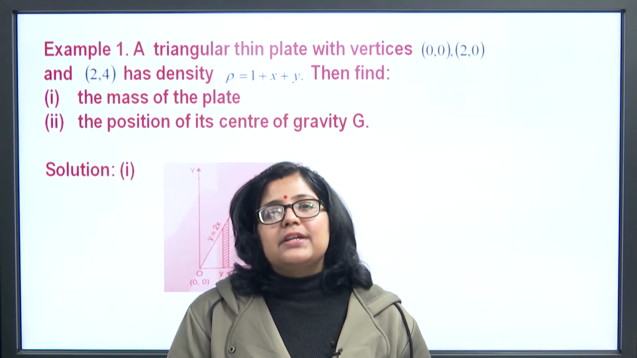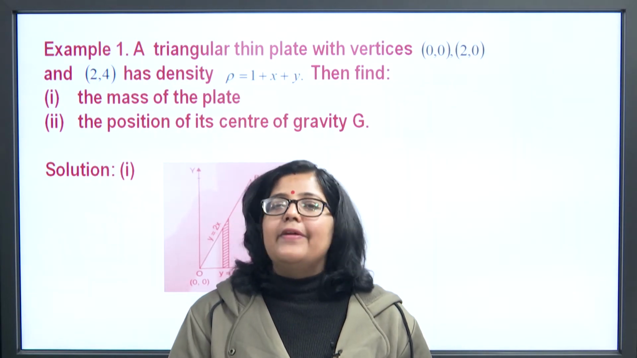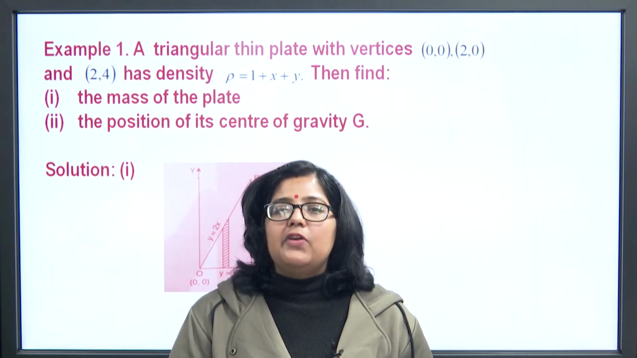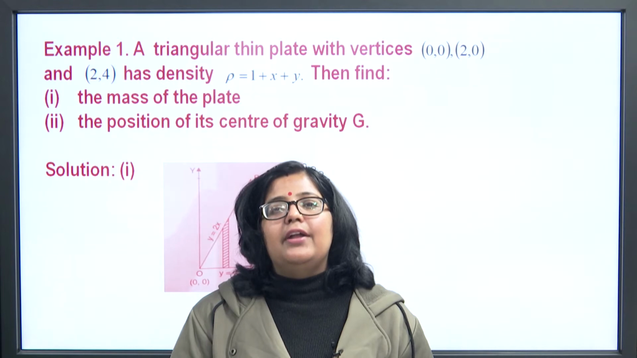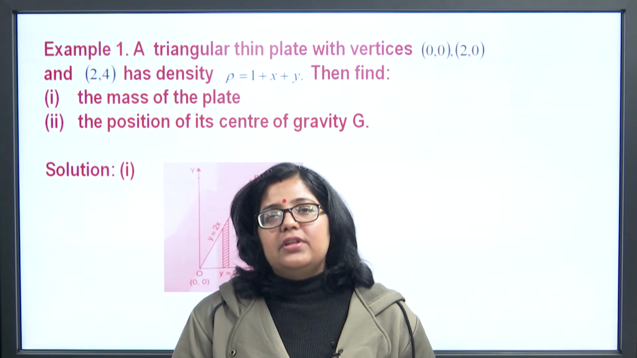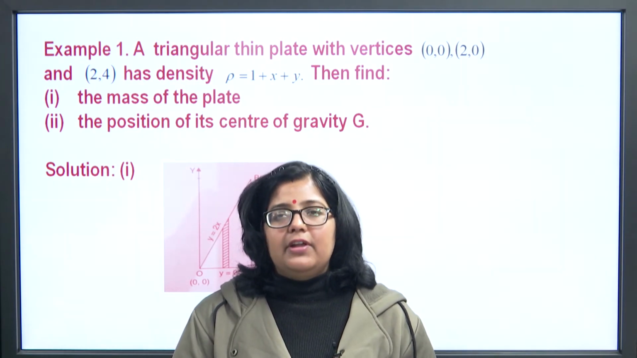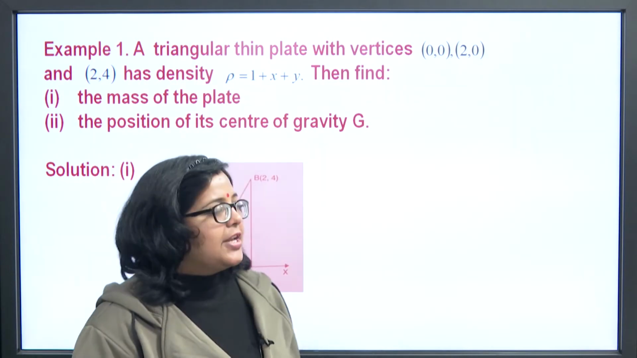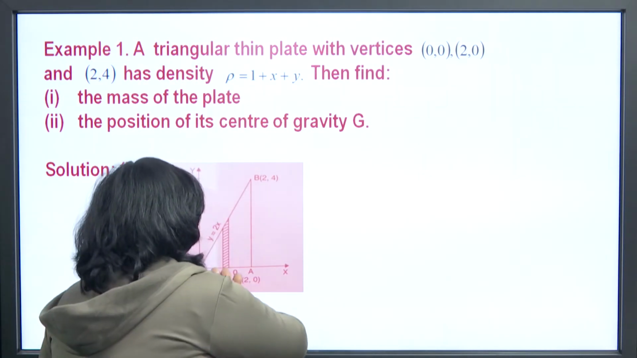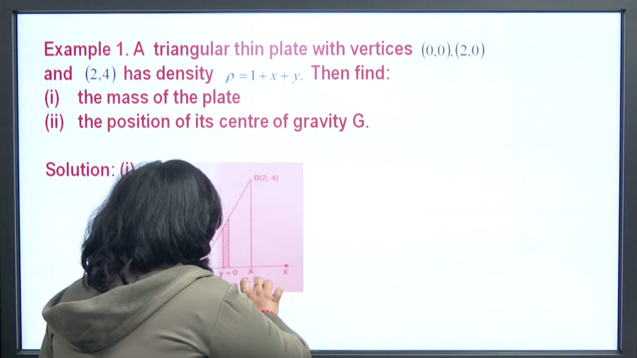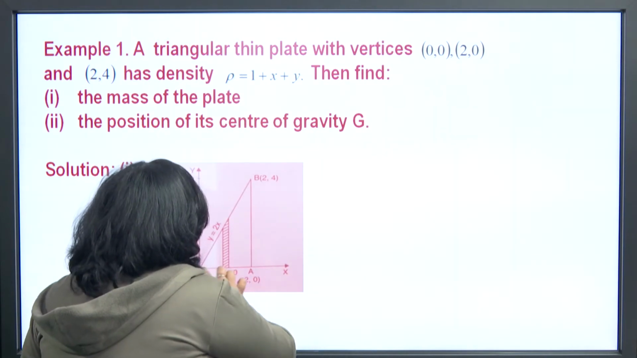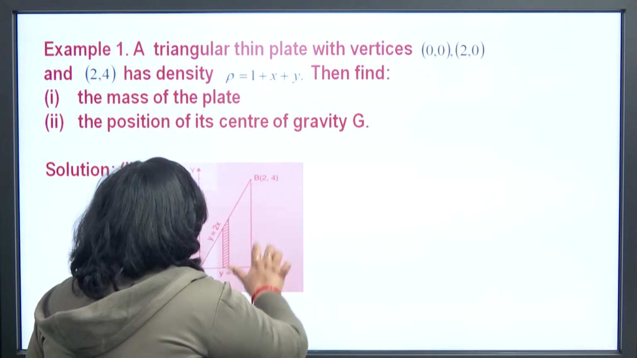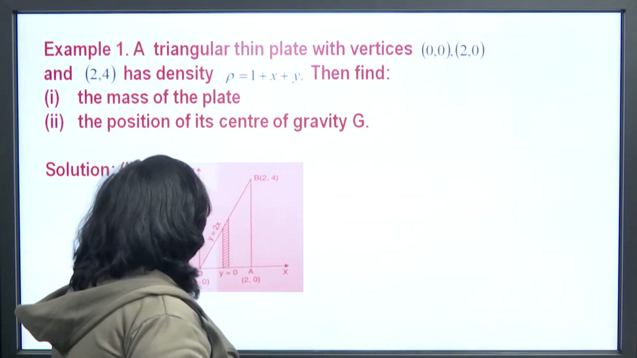To solve such an example, we first need to know what double integration is and how to find the area with the help of double integration. If we know double integration and its applications, we can solve such examples. Firstly, we draw the figure with the given conditions. The vertices given are (0, 0), (2, 0) and (2, 4). Joining these points, we get the triangle OAB, an enclosed curve, and we find the area of this curve.